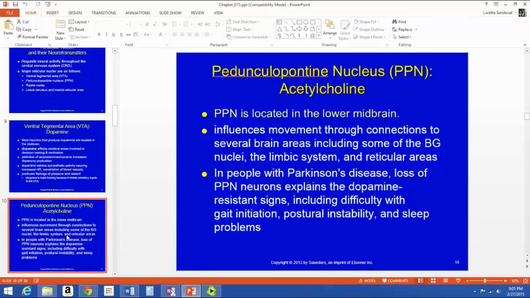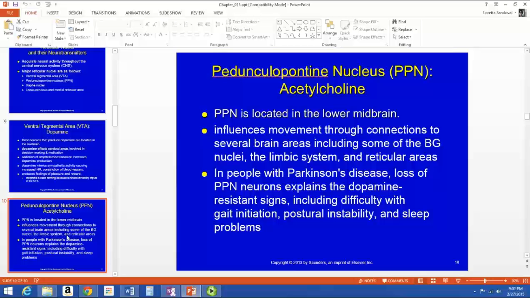The PPN, it produces acetylcholine. It's located in the lower midbrain. It influences movements through connections to several brain areas that include some of the basal ganglia nuclei, the limbic system, and reticular areas. In people with Parkinson's disease, they lose PPN neurons as well as those substantia nigra neurons, and some people get what are called dopamine resistant signs. So the dopamine mimicking drugs, which are usually used to treat Parkinson's, don't affect these areas.